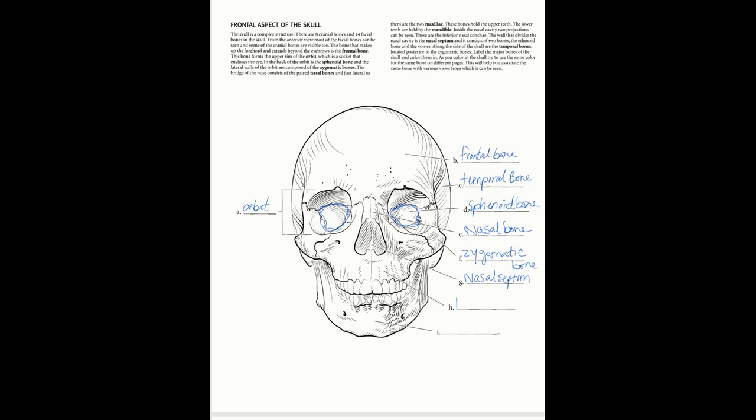H is what we call the maxilla. The maxilla is the bone that holds your upper teeth. And then your jaw below, holding the lower teeth, is called the mandible.